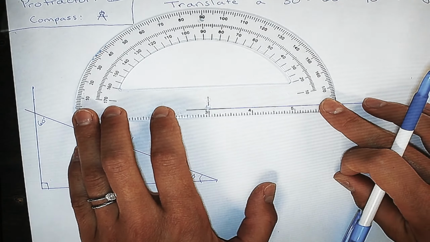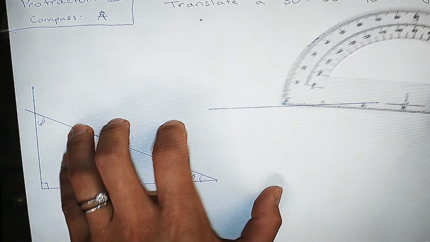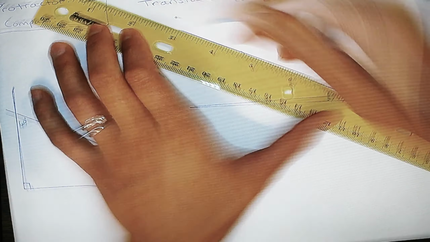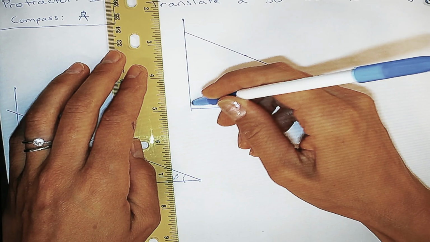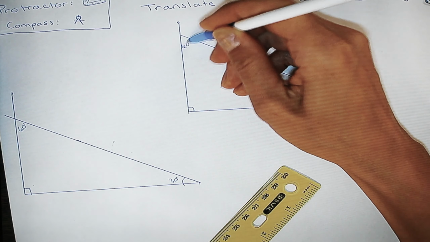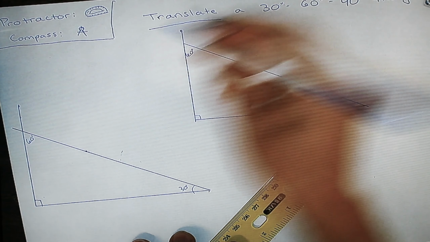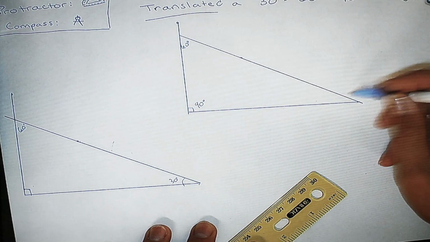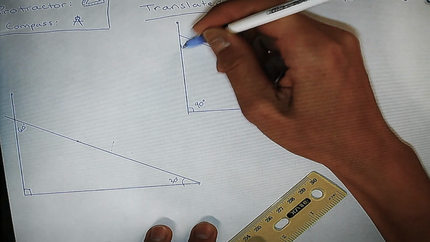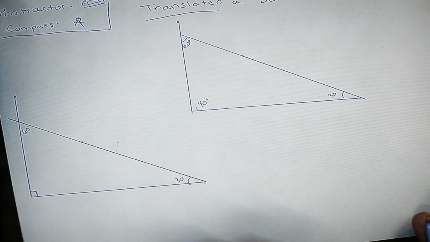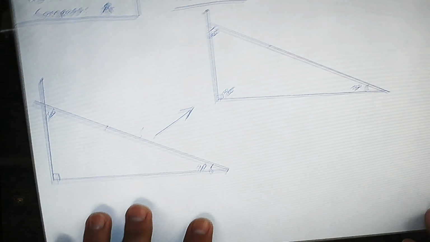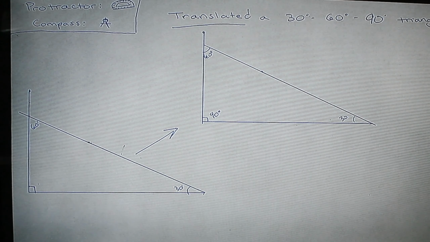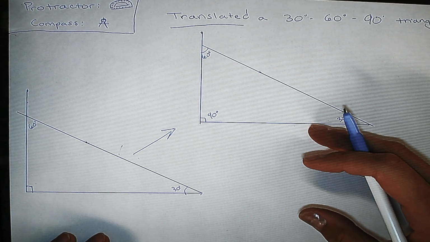Find 90 degrees, so go with your protractor over the top. There's 90 degrees, in a little hole. You can also find 30 degrees right here. Here's our 30 degree angle. Here's our 90 degree angle. And now we have translated a 30, 60, 90 triangle just over there. It's not rotated, it's not a different size, it's just the same shape moved over.